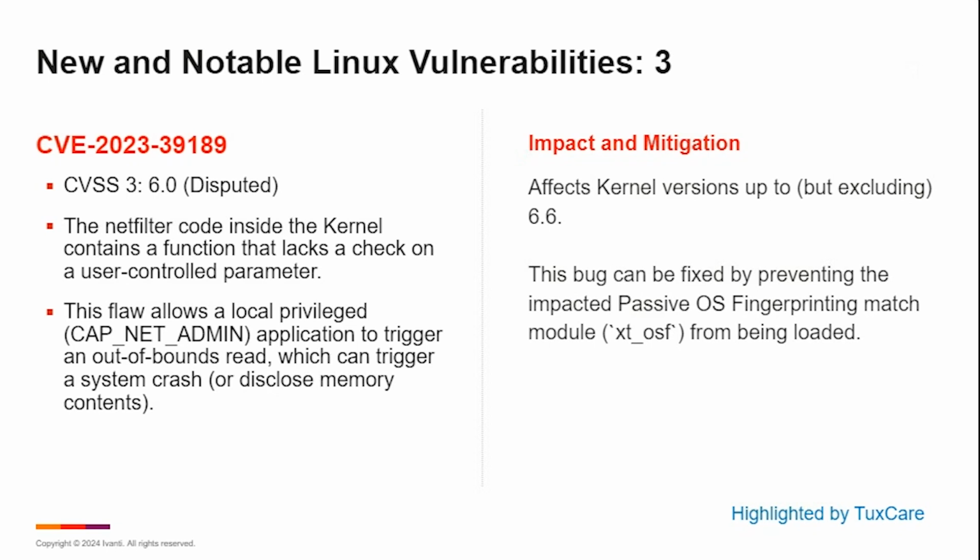Another privilege escalation vulnerability here in CapNet admin, the application could trigger an out-of-bound read, which could then allow the attacker to exploit that system crash and disclose memory contents and basically gain access to privileged information. Affects kernel versions up to 6.6. So anything later than that, you're good. Anything before that, you could be still exposed to this vulnerability.